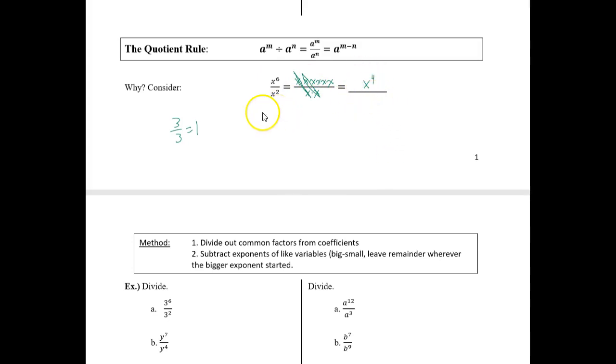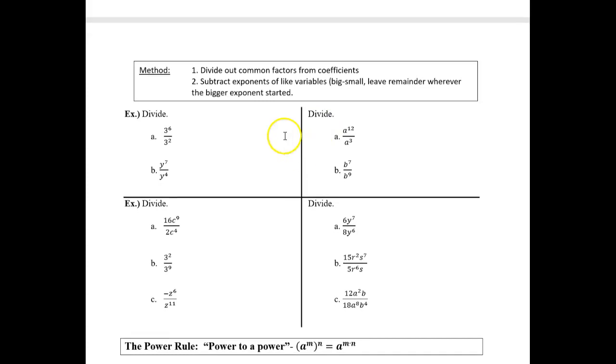Same thing as before with the coefficients. When we did the product rule, we multiplied the coefficients separately and then worked with the variables. Same thing here. I would divide out the coefficients, divide instead of multiply, and then subtract the exponents of the variables or the terms that have the exponents.